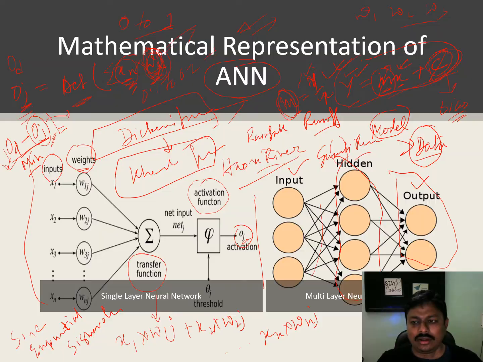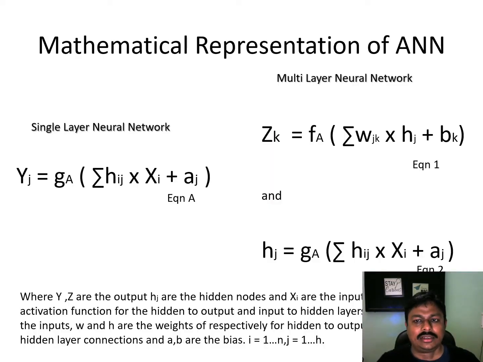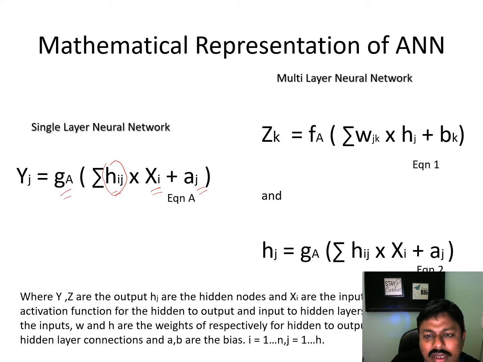So let us go to next. Yes, let us take this example. This is your mathematical representation of ANN. As I have already said, this is a single layer neural network, right? These are the inputs, this is the bias, and this is the weights. Okay, and this is your activation function in case of single layer neural network.